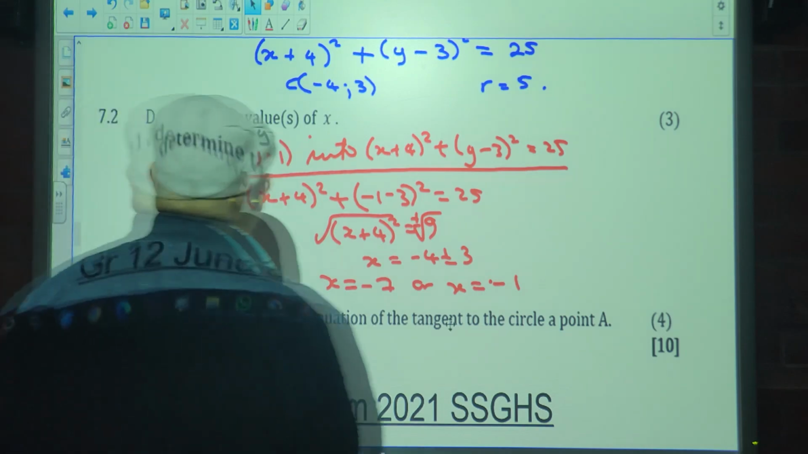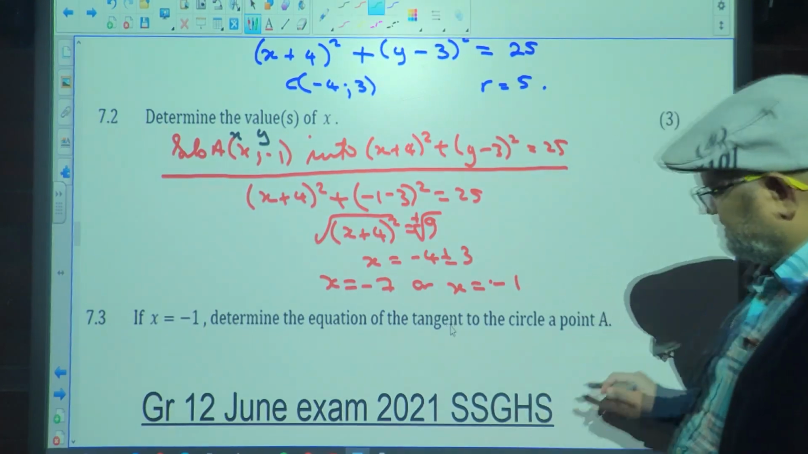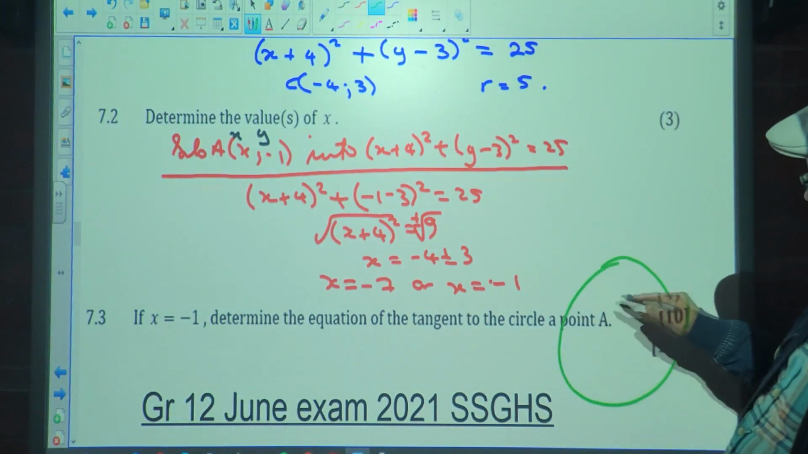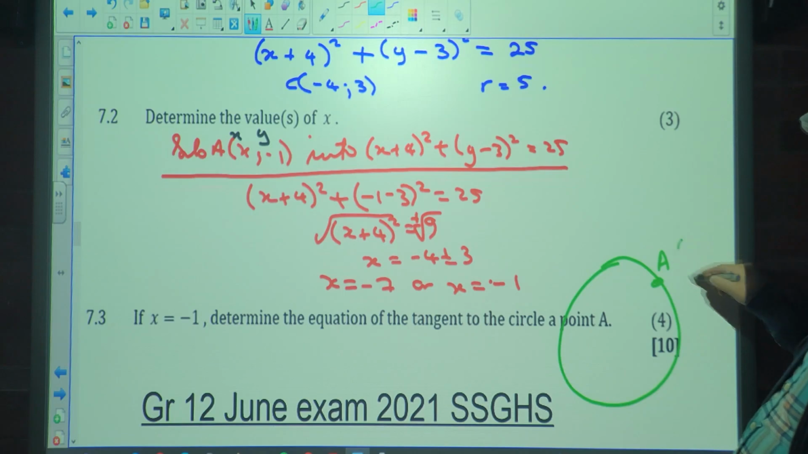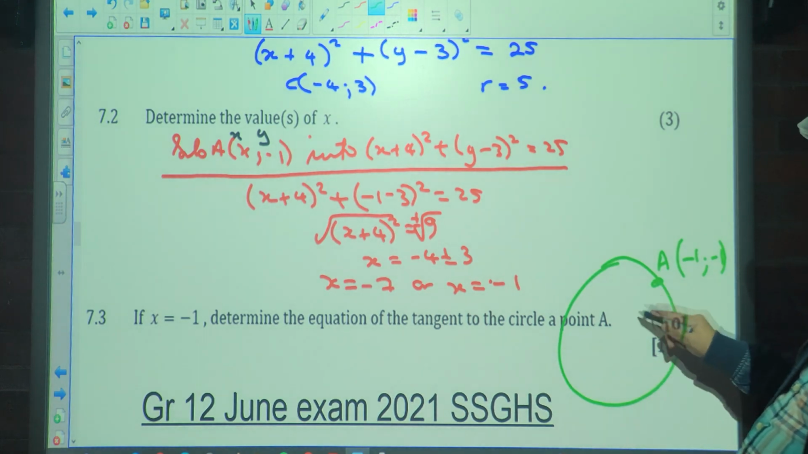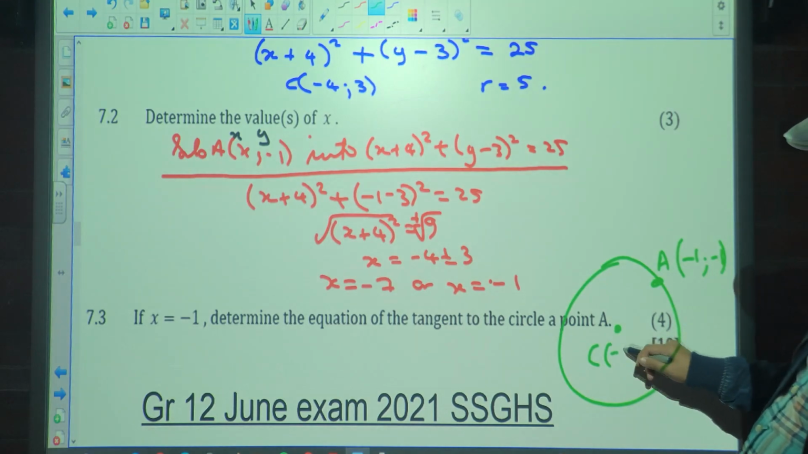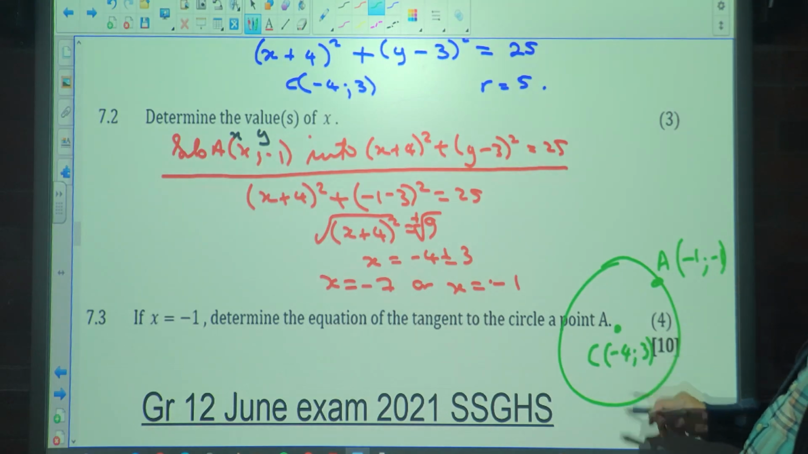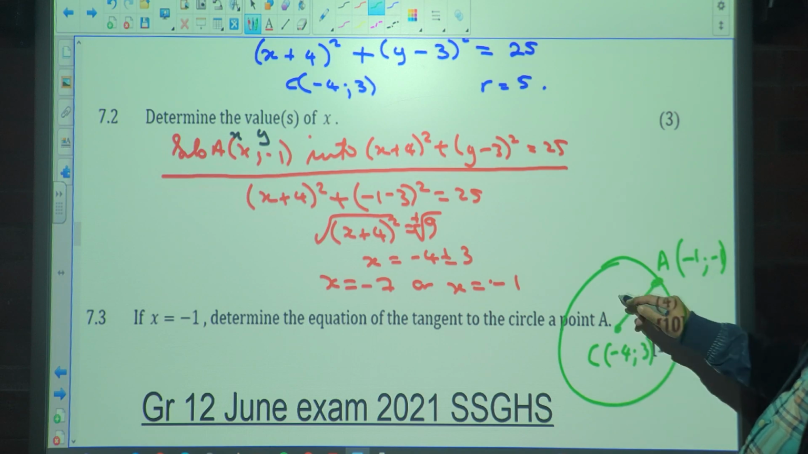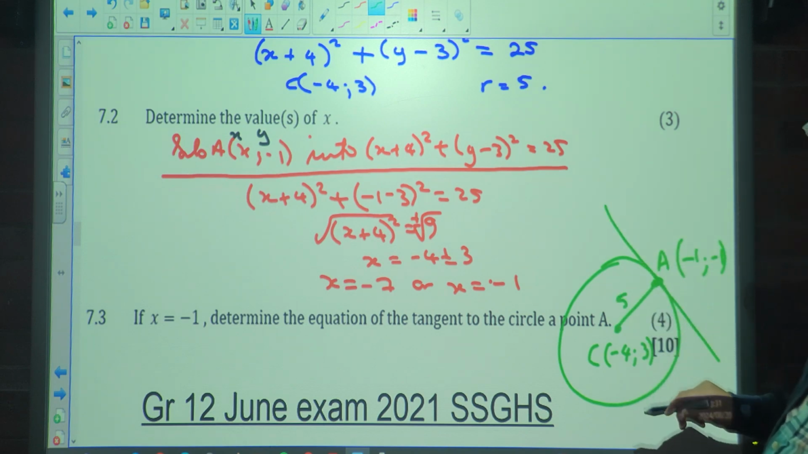Okay. If x is equal to negative 1, which confirms my solution, determine the equation of the tangent of the circle at A. So now what they did was they chose one of the values. So we have a circle, and there's A, which is negative 1 and negative 1. Remember the center of the circle was calculated to be negative 4 and 3. That's your radius here. So the tangent is the line going through like that.